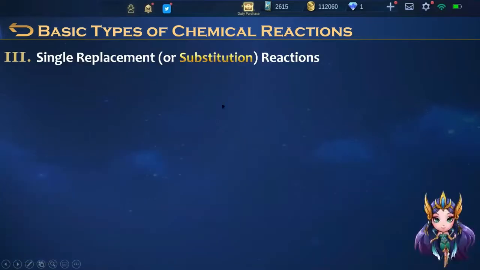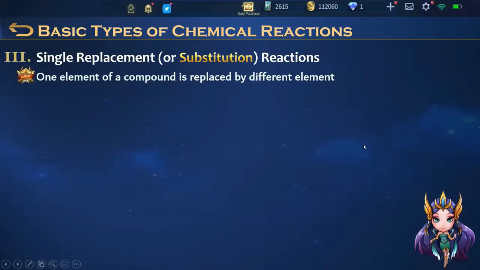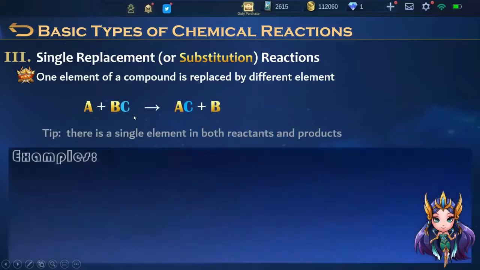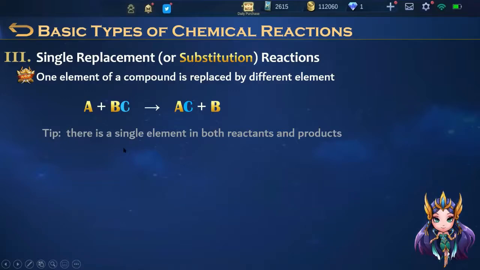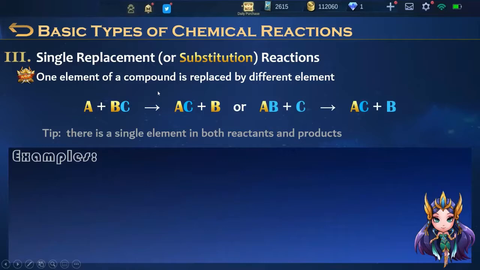For the third one, single replacement or substitution, one element of a compound is replaced by a different element. Simple formula kani siya. Tip, there is a single element, no, based pa lang sa iyahang title, iyahang term itself. Single replacement, there is a single element in both reactants and products. We have here examples.